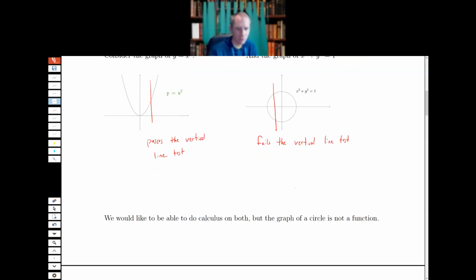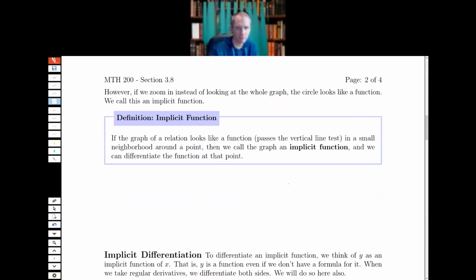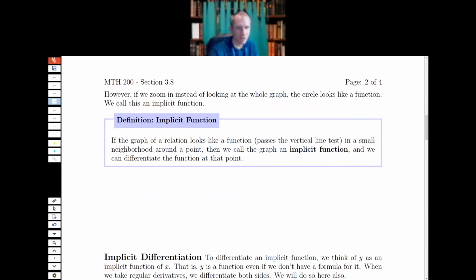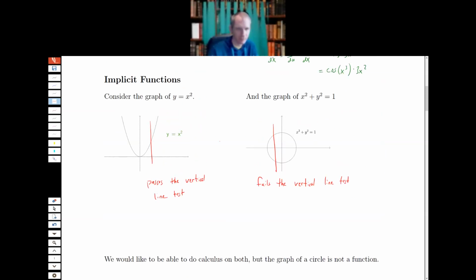The way that we're going to do this is with something called an implicit function. Instead of looking at the whole graph, suppose we zoomed in and looked at a piece of the circle. If I go back up here to the graph, and I look at some point on the graph and zoom in around it, if all I looked at was inside this brown box, the graph looks like a function.